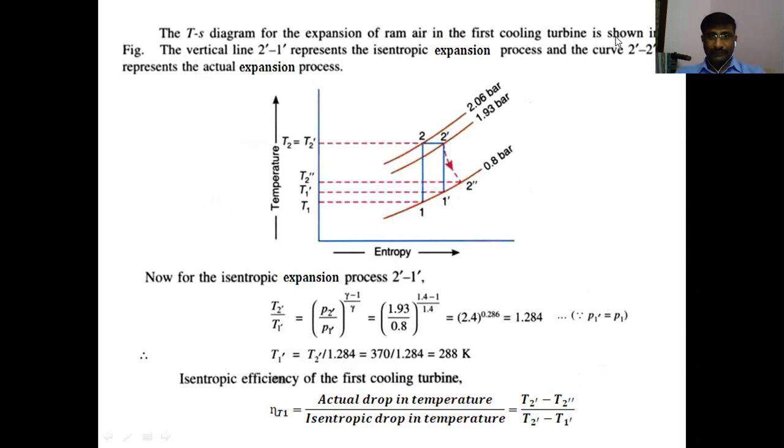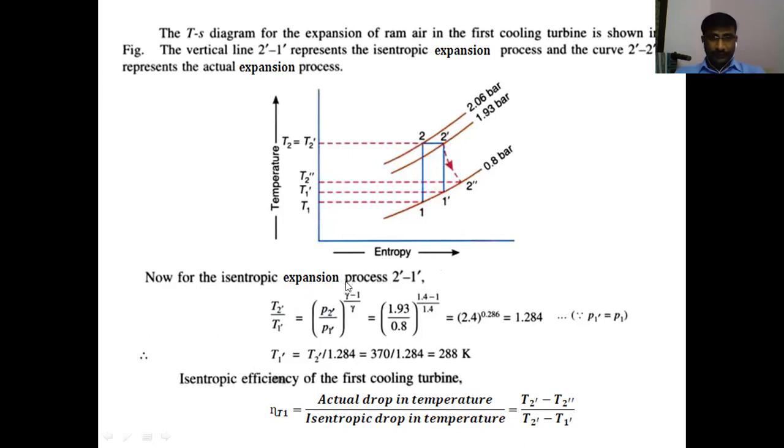Ram air in the first cooling turbine is shown in the figure. The vertical line 2 dash is the condition of air after ram compression. From 2 dash to 1 dash is the isentropic expansion in the first cooling turbine. 2 dash to 2 double dash is the actual expansion in the first cooling turbine process. And the curve 2 dash to 2 double dash represents the actual expansion process. Clear?